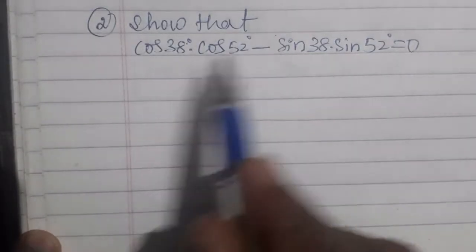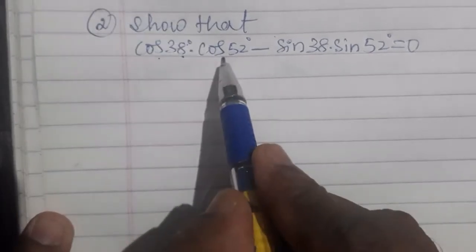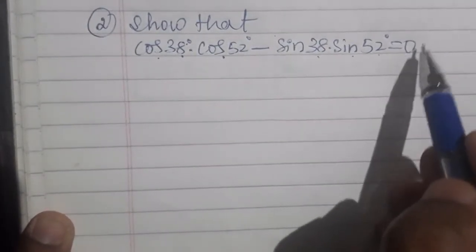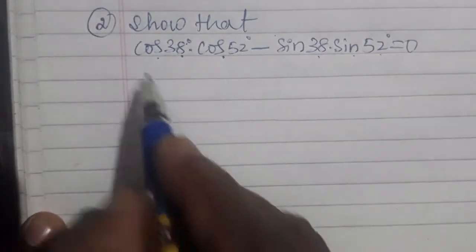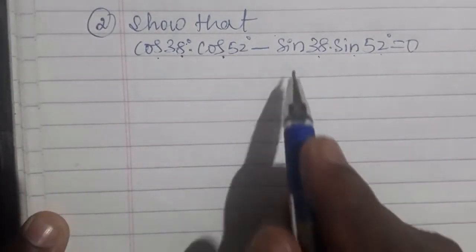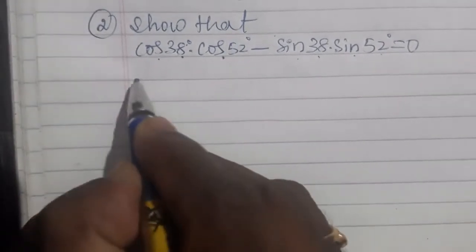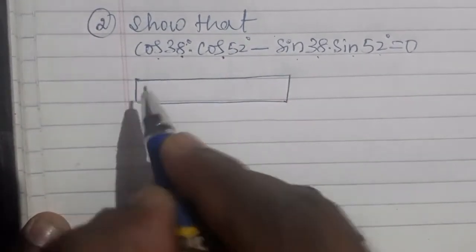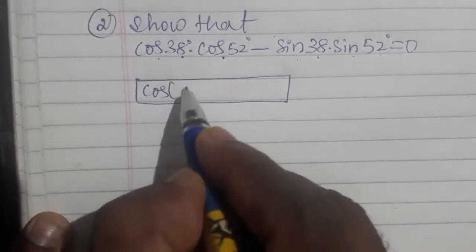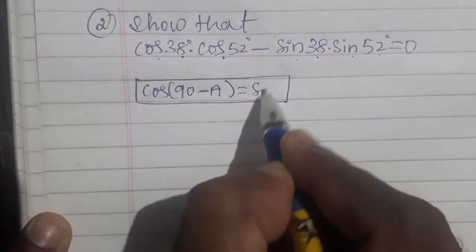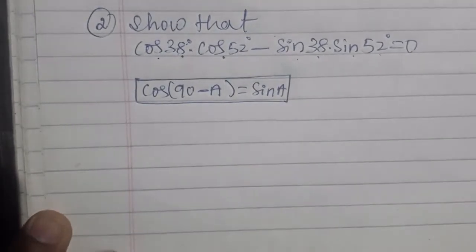The next sum is show that cos 38 degree into cos 52 degree minus sin 38 degree into sin 52 degree is equal to 0. Now here I'll be changing the left hand side into sine. For that I'll be using this formula. What is this formula? I'll be using cos 90 minus a is equal to sin a.